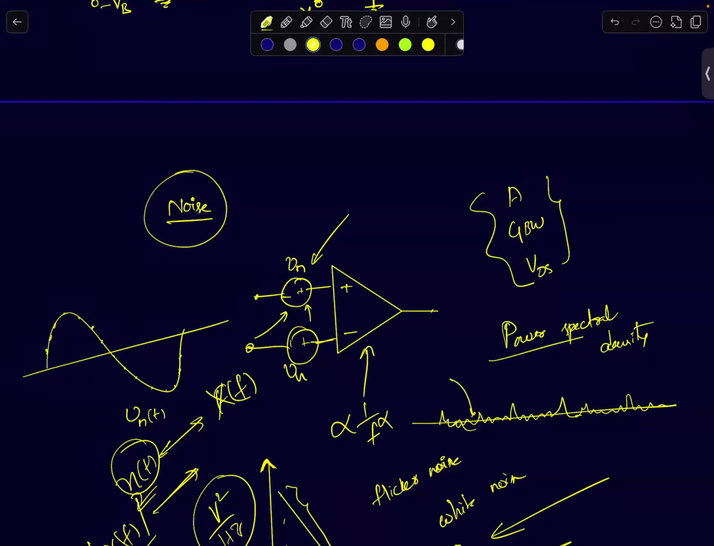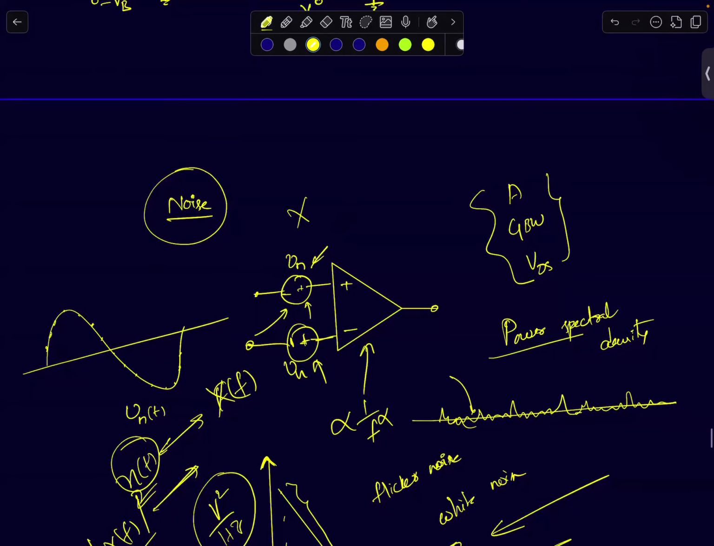So what is the output voltage? No. Look at it this way. I am adding the same voltage source at this point as well, so it's not double. This will appear like a common mode input. So this is not the right way to model noise.